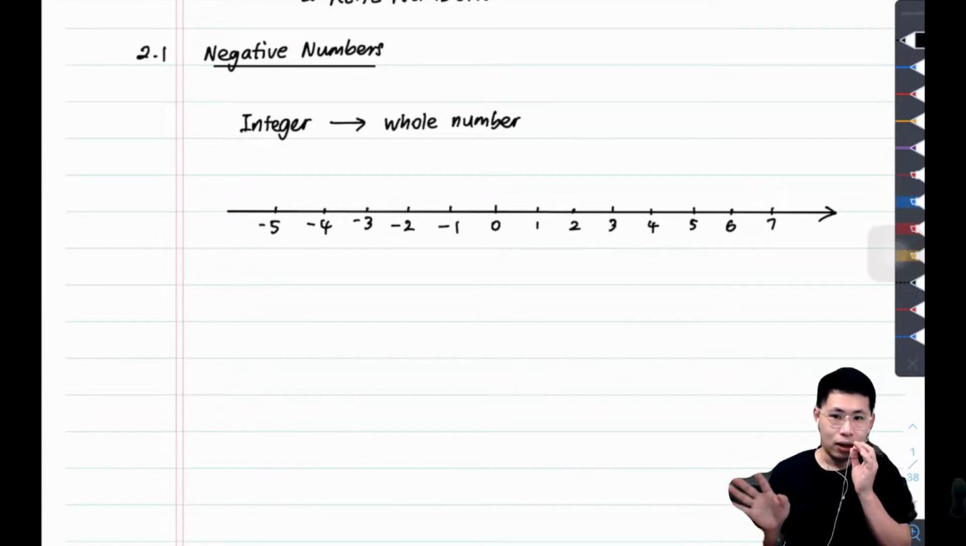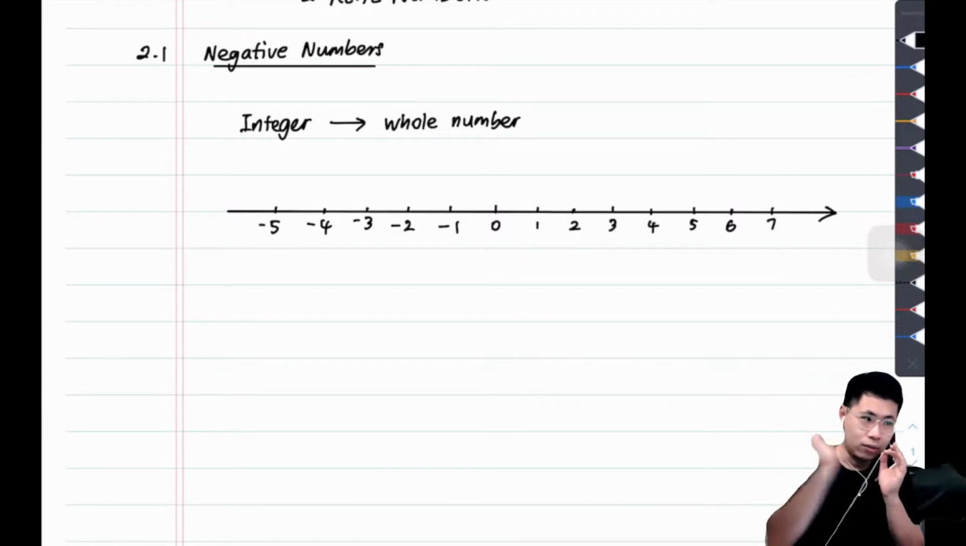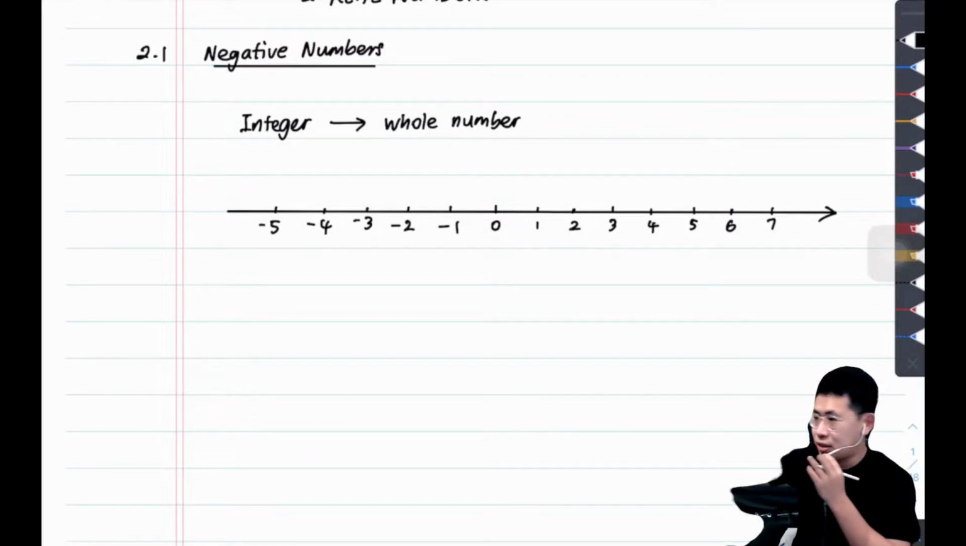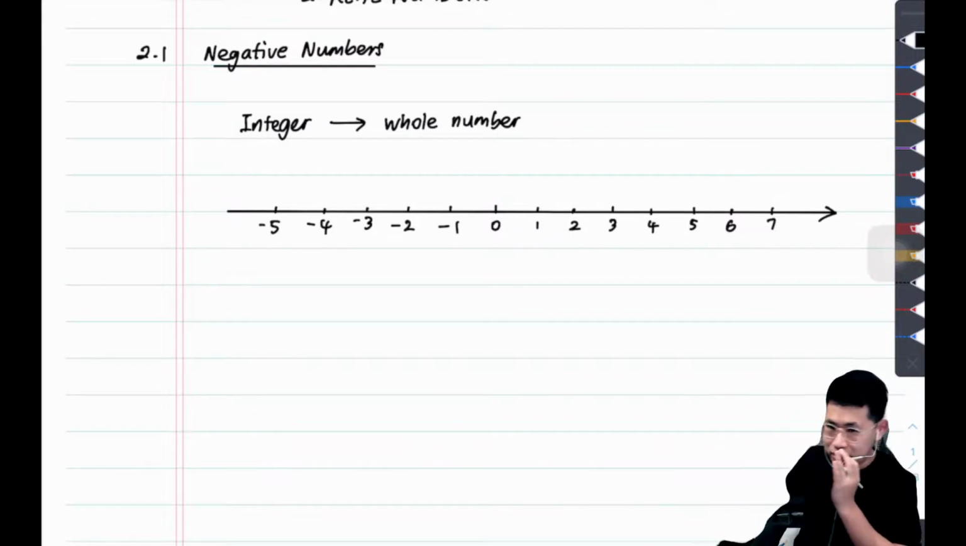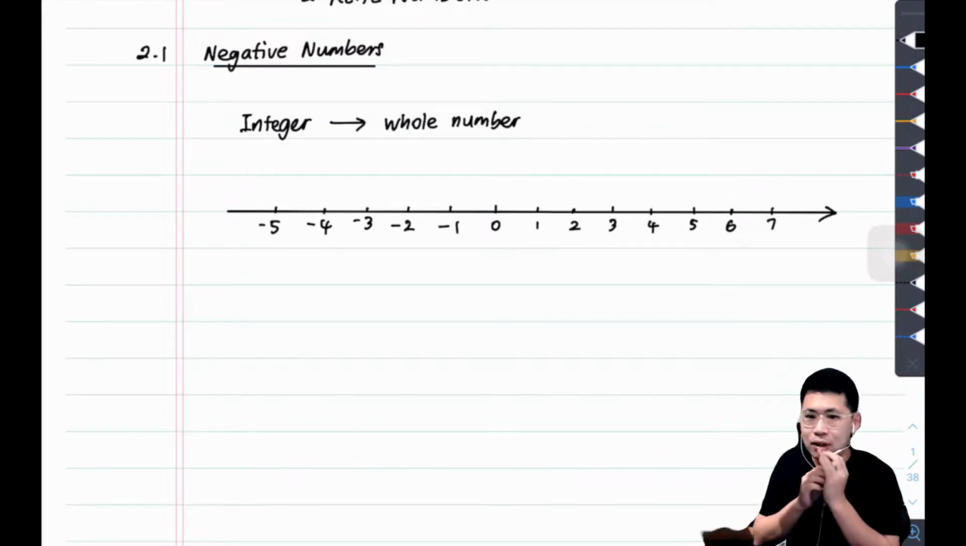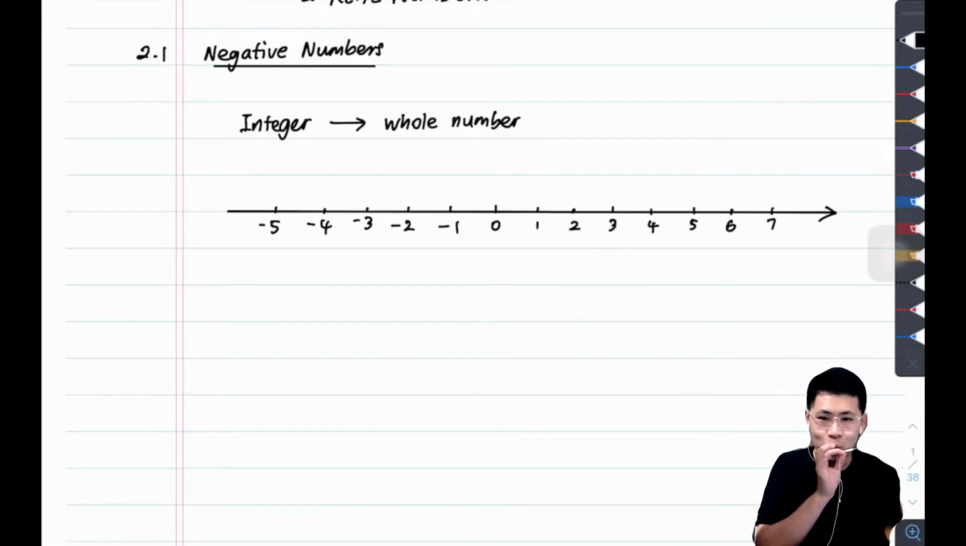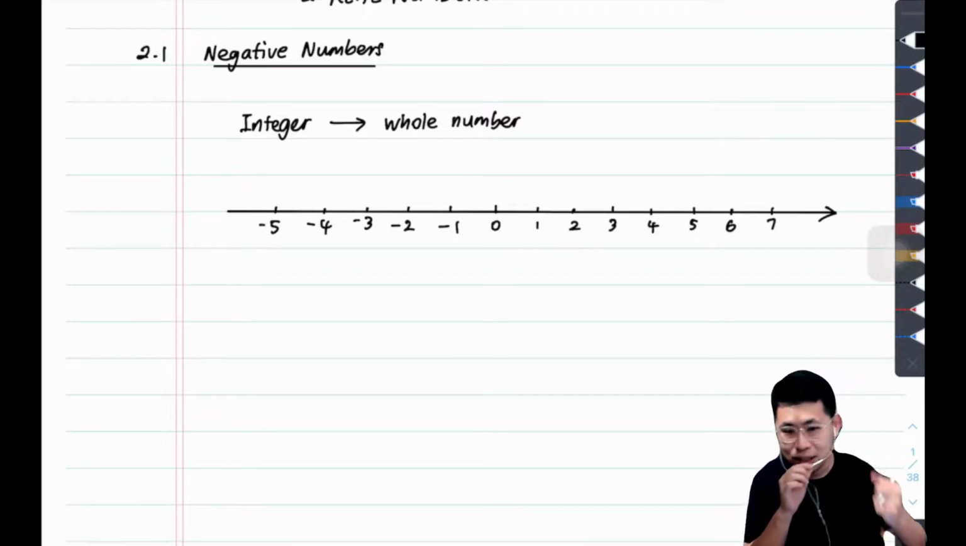On the positive side we go on towards 100, 1 million, and so on. The negative side increases in the other direction. So this is the first idea that we will need to know, that there's an existence of negative numbers.